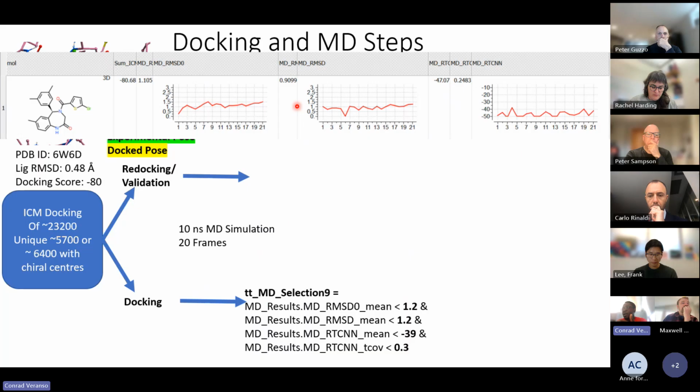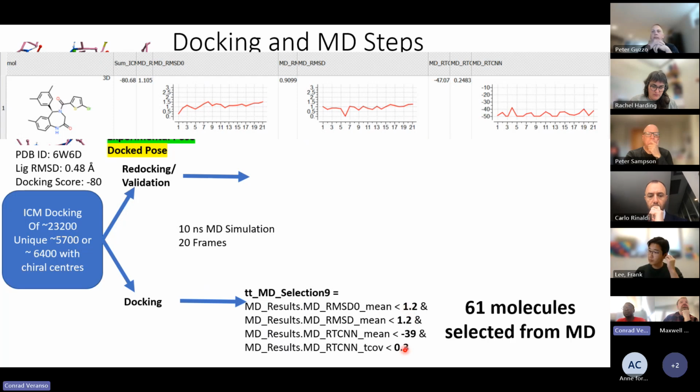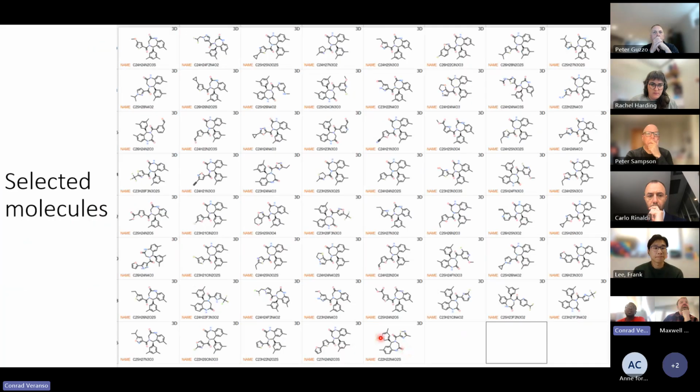And after our last meeting and further discussions with Matthew, we did use some of these cutoff values to select 61 molecules, which we submitted to the chemist for their validation or synthesis. And these are the 61 selected molecules that we submitted.